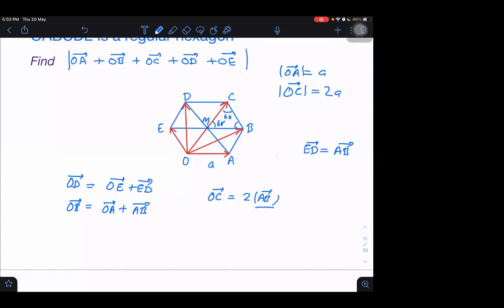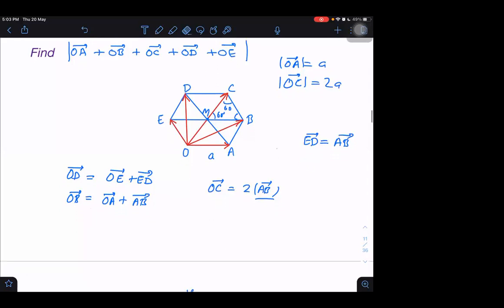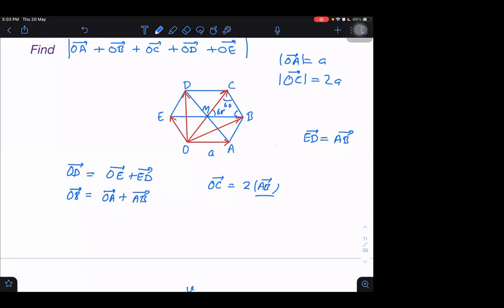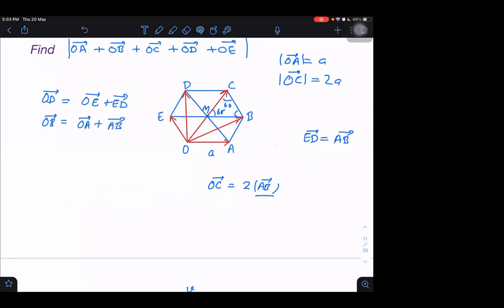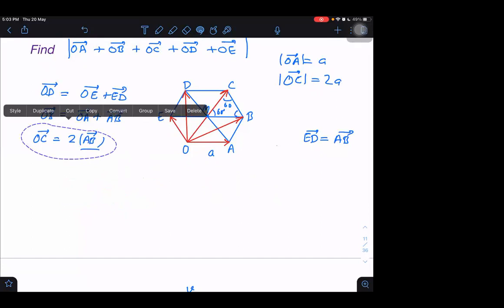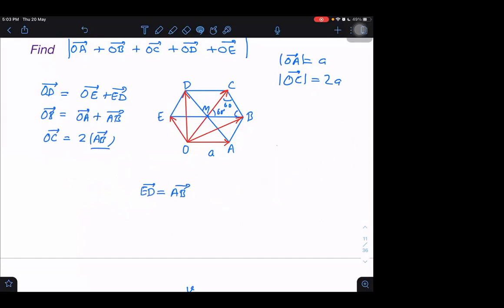One more thing I can say here. OA vector plus, okay, now we will start writing this, then we will see what further we have to do. What result do we get by using these equations? Why OC is equal to 2AB? OC is equal to 2AB.